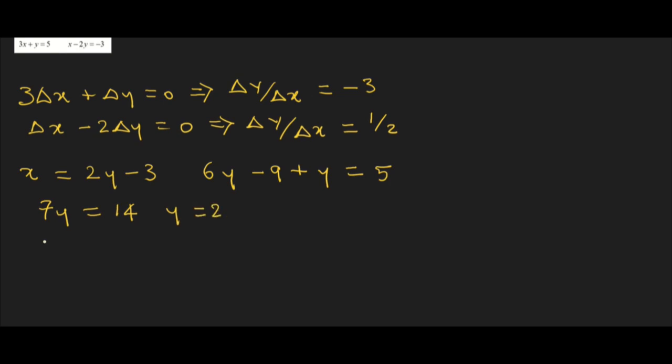Now we can substitute that back into either of the equations. In this case we'll just use the second equation, so we'll get x equals 4 minus 3, or x equals 1, and that gives us a solution of the form (x, y) equals (1, 2). So that's how we use the method of substitution to solve a pair of simultaneous equations.